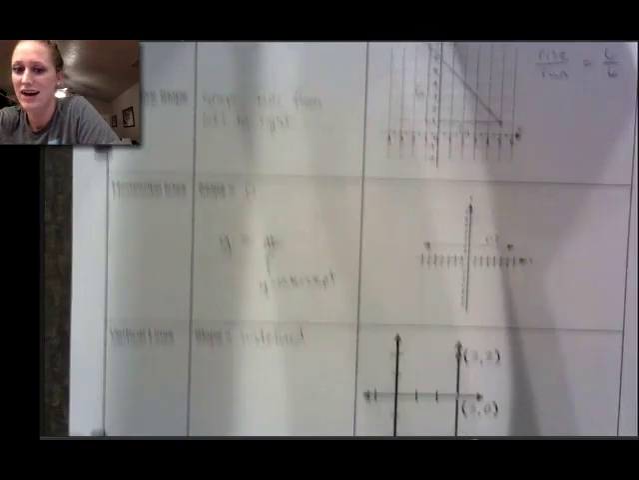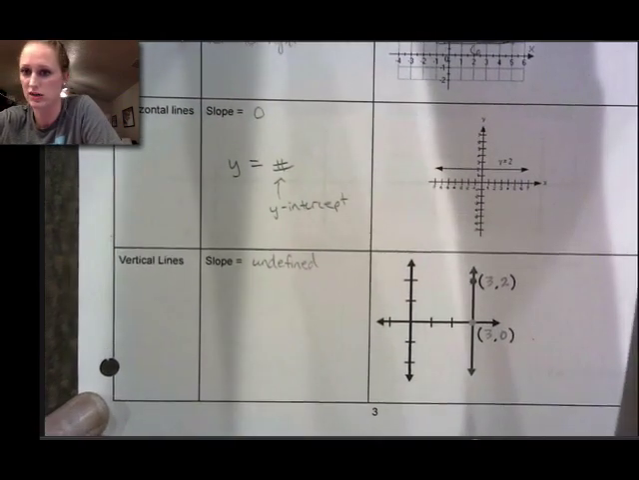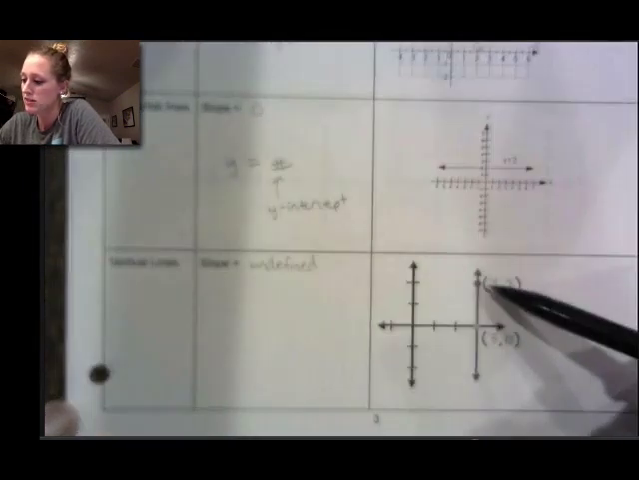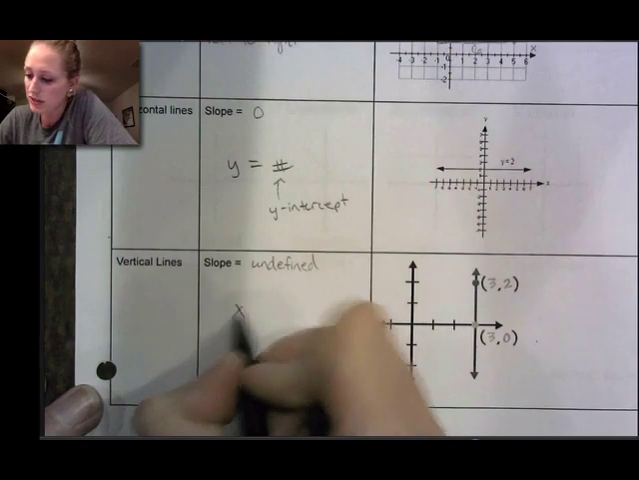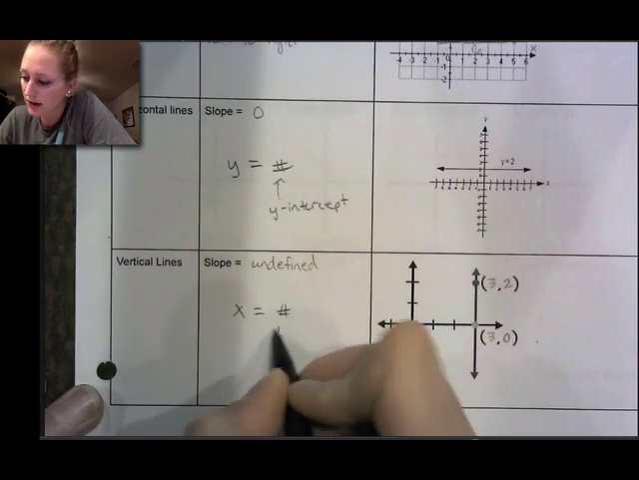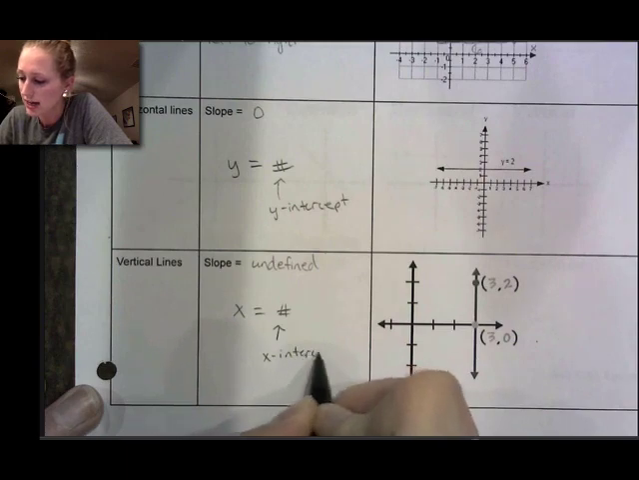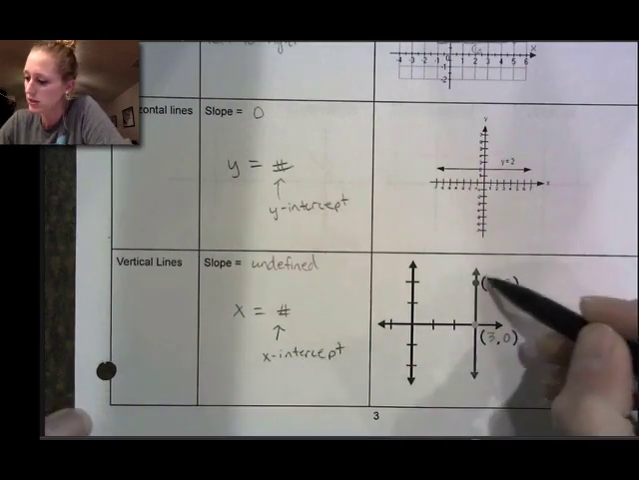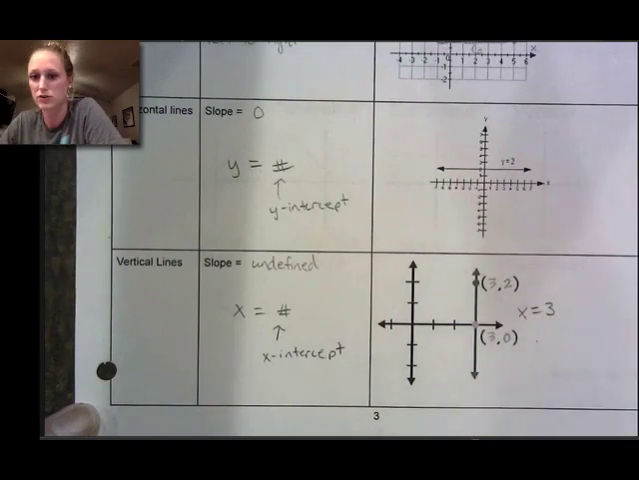Vertical lines have undefined slope, and we're going to take a look at that a little more in detail later on. But this is a vertical line, so instead of y equals, it's actually x equals a number, and that number is the x-intercept. So where does it cross the x-axis? So on this one, it's crossing the x-axis at 3, so this equation would be x equals 3.